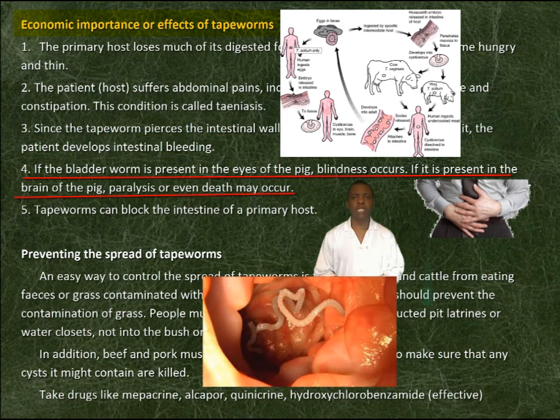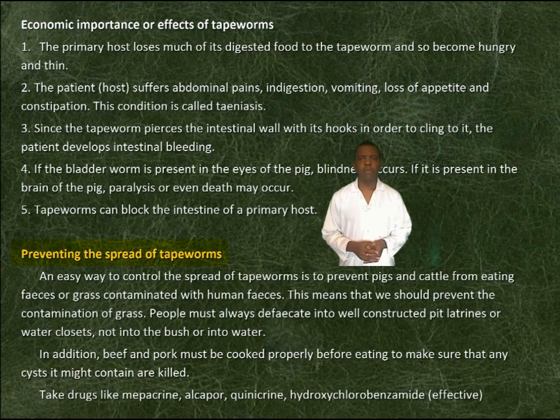If the bladder worm is present in the eyes of the pig, blindness occurs. If it is present in the brain of the pig, paralysis or even death may occur. Tapeworms can block the intestine of a primary host.